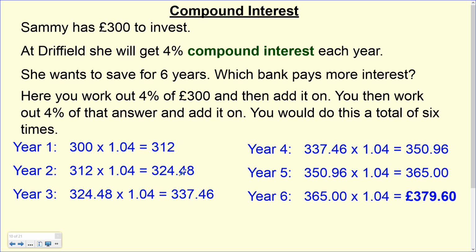We can go through and do all 6 of our years and get an answer of £379.60. So with the compound interest, she gets £79.60 back. Okay, so actually it says that TSC gives the better value here.